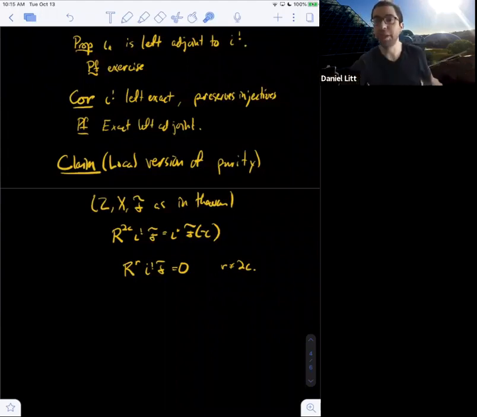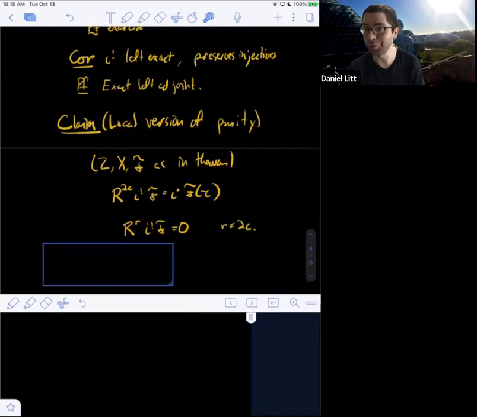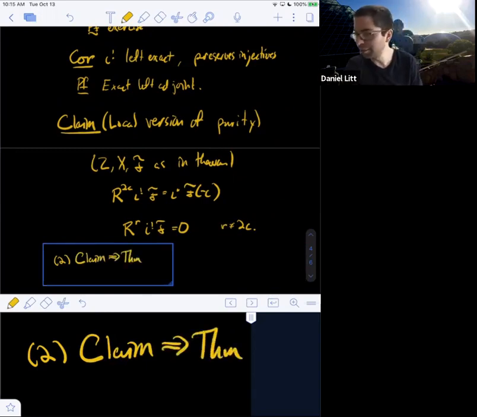So we just finished step one of the proof. We've formulated a local version of purity. So far, we don't know that it's actually a version of purity insofar as we don't know that it actually implies the theorem we're trying to prove. So let's prove that now. Let's prove that the claim implies the theorem. Can anyone help me do that?